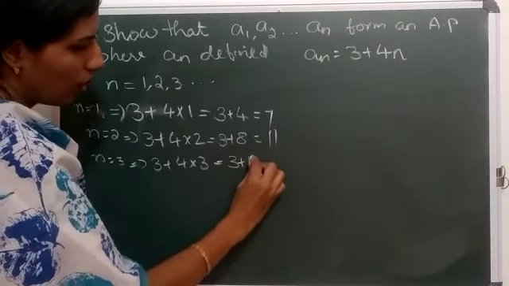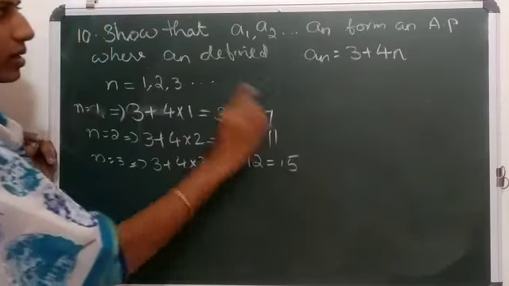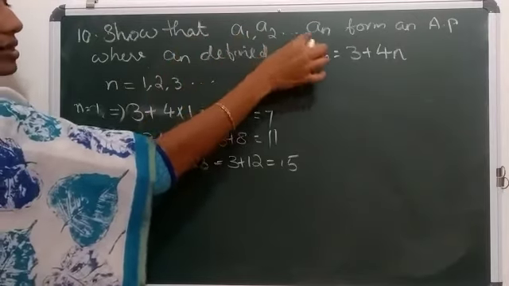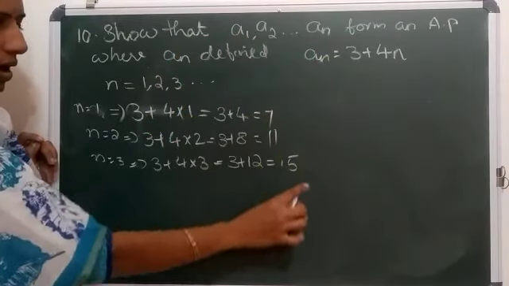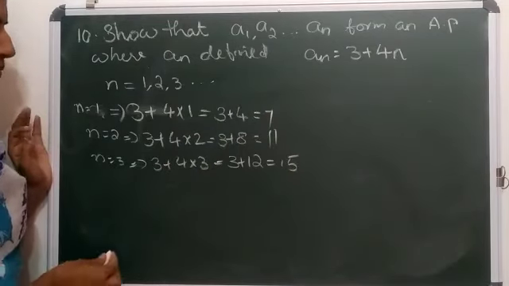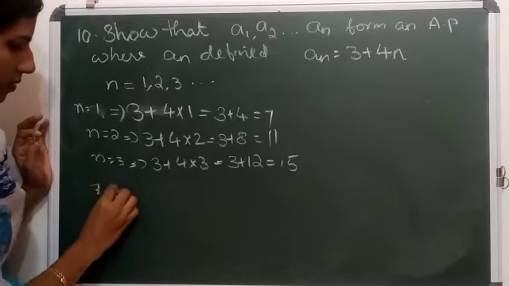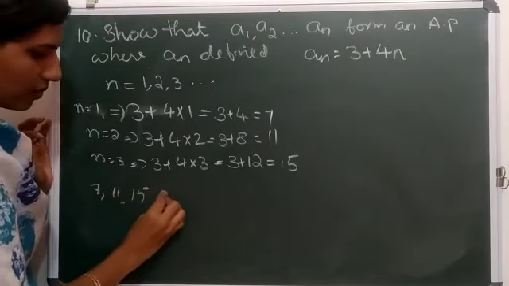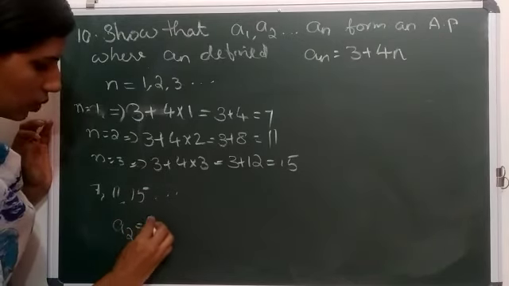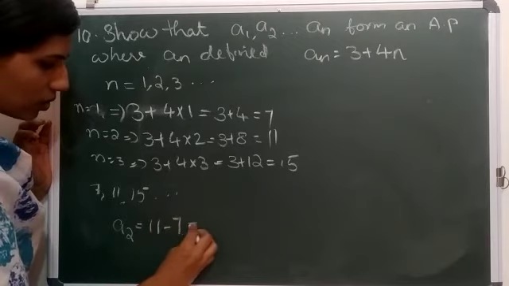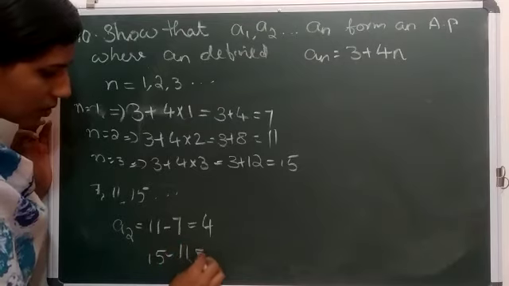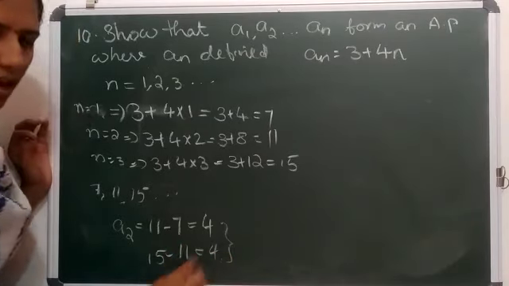Now see the question: we need to show that a1, a2, etc. an form an AP. So we found 3 terms. If you want, you can find out the 4th term, etc. So we will get the terms 7, 11, 15. How to check whether it is in AP? When you take a2, 11 minus 7 is equal to 4, and 15 minus 11 is equal to 4. So the common difference is the same. So we can say this is an arithmetic progression series.